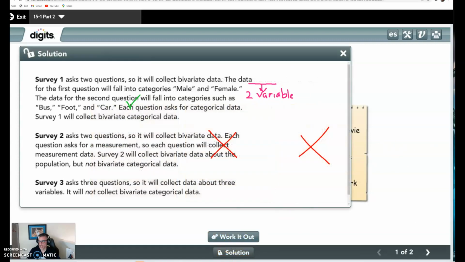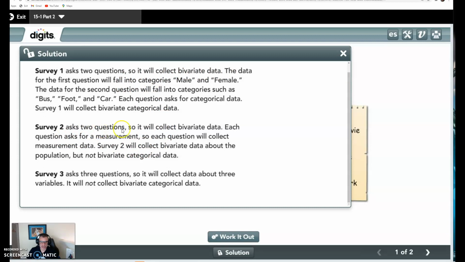Let's see what their solution is. They say survey 1 asks 2 questions, so it will collect bivariate data, right? There's categories here. Survey 2 asks 2 questions, so it will collect bivariate data. However, each question asks for a measurement. So it's collecting measurement data, but not categorical data, right? And survey 3 asks 3 questions, so it will not collect bivariate categorical data. Survey 2 asks for measurements, so that one's no good. The only one that works is survey number 1.